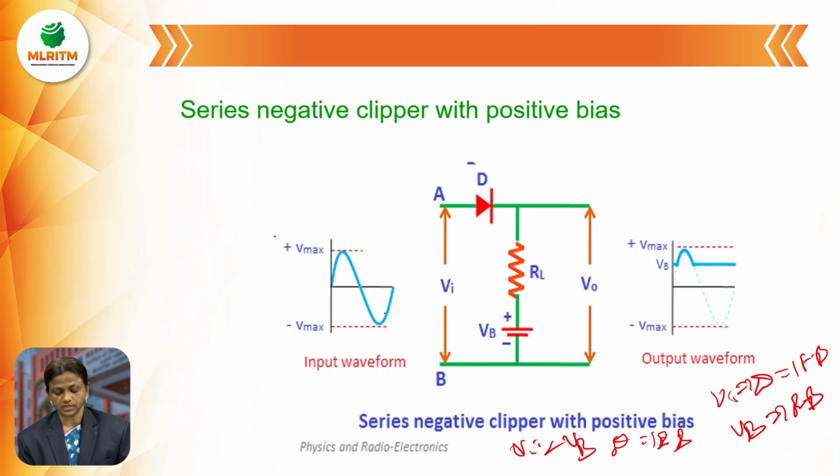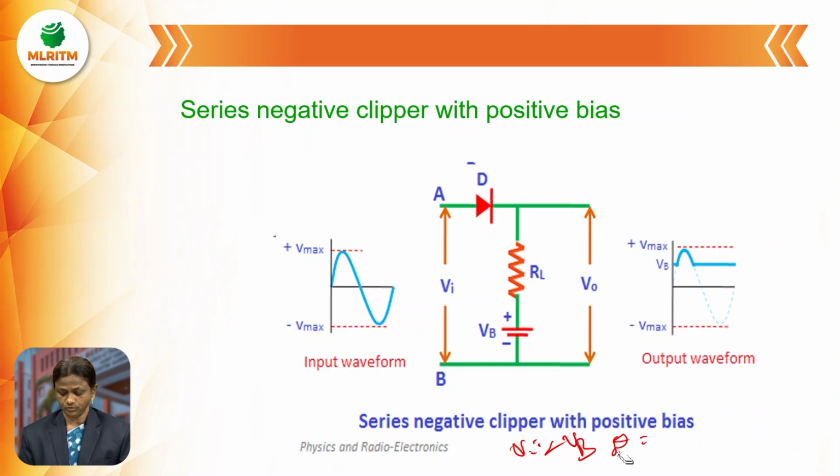Next, during negative half cycle, what happens to the circuit? During negative half cycle, terminal A becomes negative, terminal B becomes positive. When terminal A becomes negative, negative terminal is connected to anode of diode D. So diode D is in reverse bias. So due to Vi, diode D is in reverse bias.